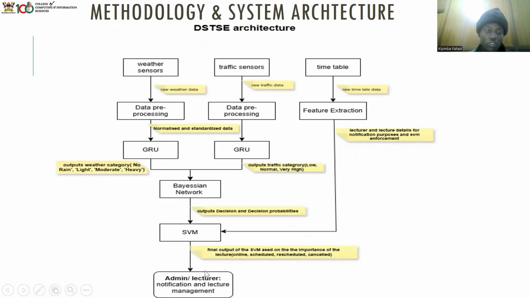This is our beautiful DSTSE architecture, where we have weather data sensors, traffic sensors, and the timetable. We scrape data from the sensors, preprocess it, and feed it into the GRU. The same applies to traffic data. We preprocess it and feed it in, then it goes through the Bayesian network, and the SVM outputs the processed input.